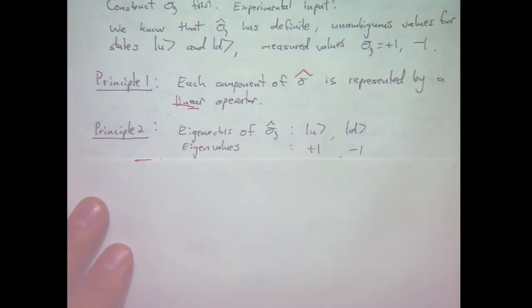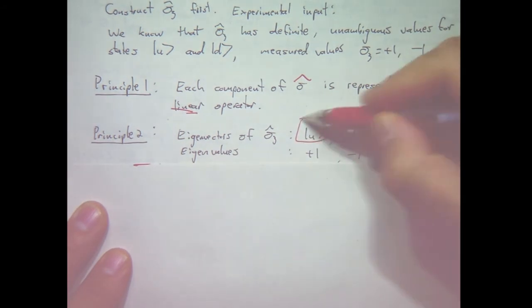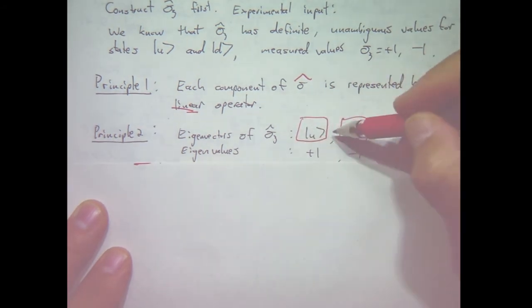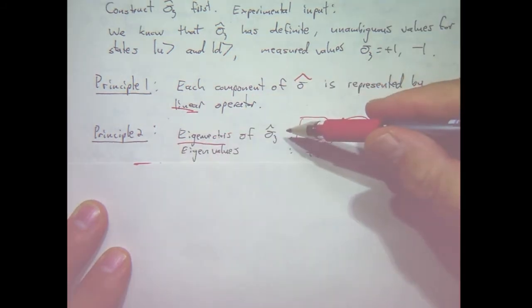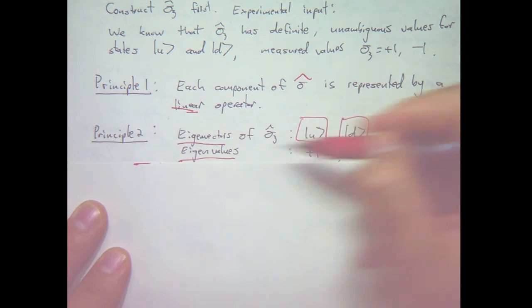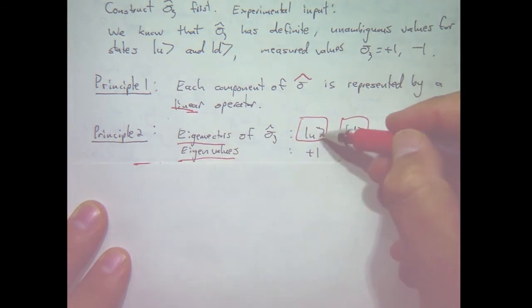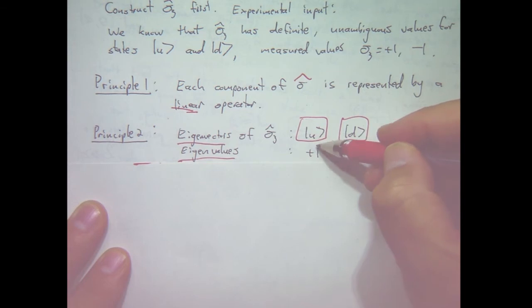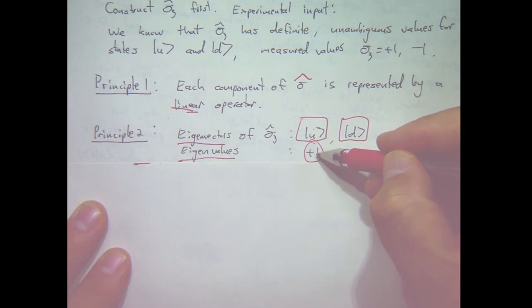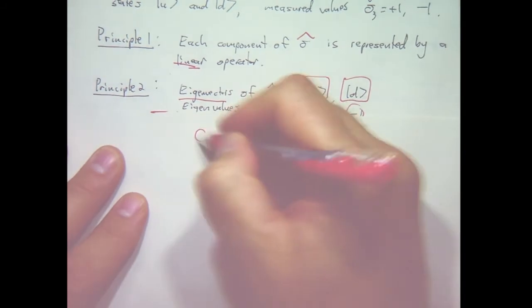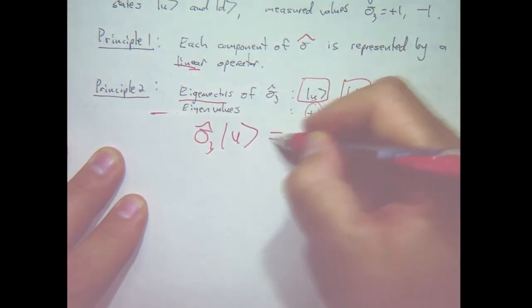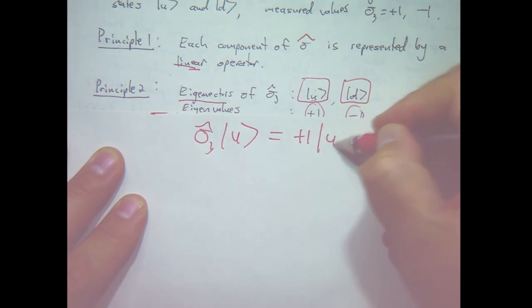Principle 2. The possible measurements, the two possible directions if you like, are the basis vectors. These are going to be eigenvectors of the operator. And the possible outcomes of the measurement will be the eigenvalues corresponding to the eigenvector. Okay? So for the ket up, the eigenvalue is plus 1. And for ket down, the eigenvalue is minus 1. So what that is saying is that sigma z operating on the up vector is plus 1 times the up vector.